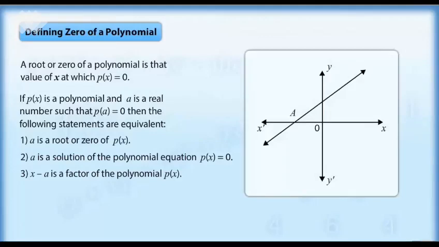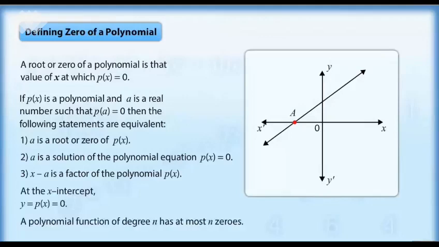The x-intercept is that value of x where the graph touches or crosses the x-axis. At the x-intercept, y equal to p of x is equal to 0. A polynomial function of degree n has at most n zeros.